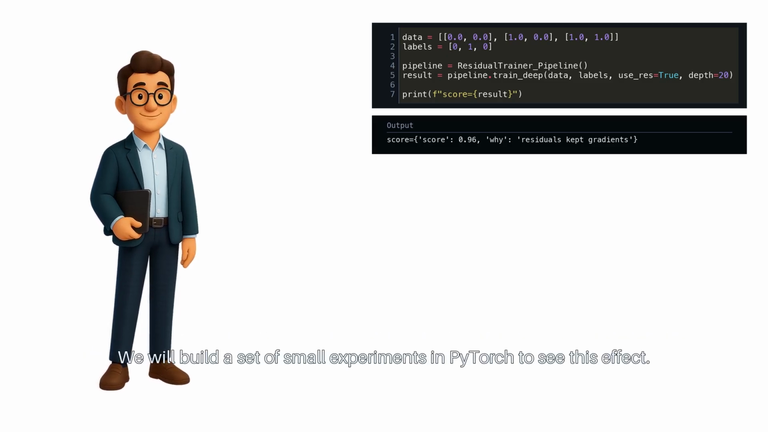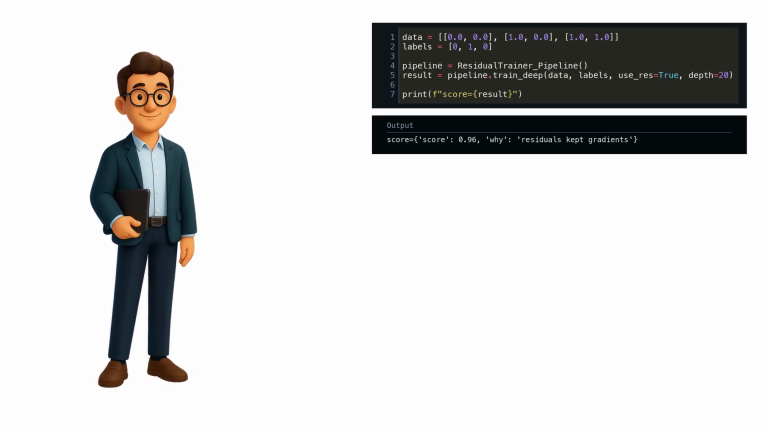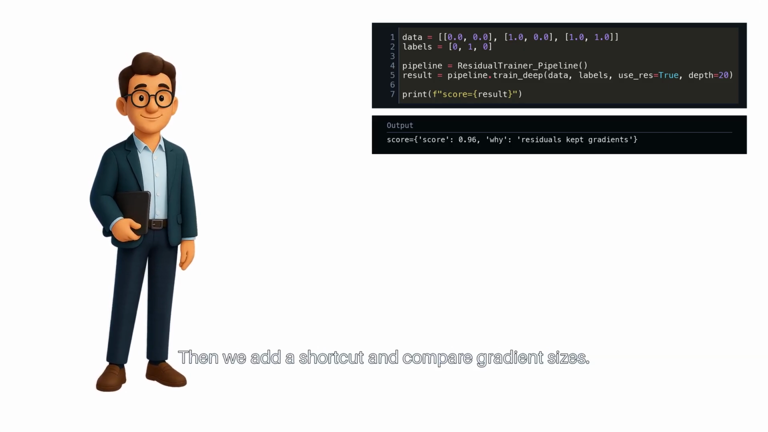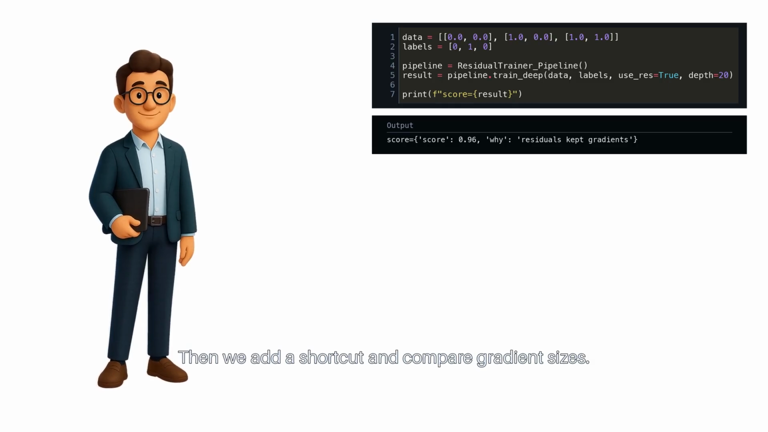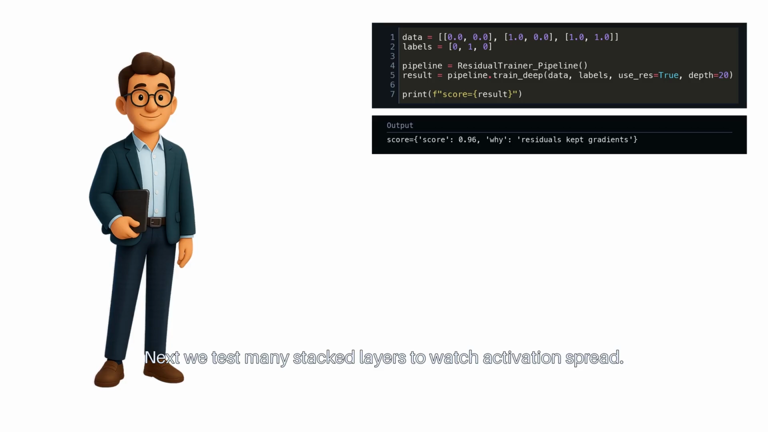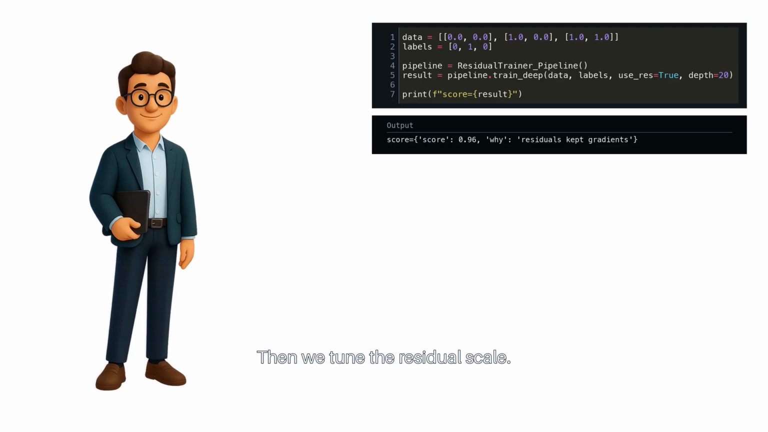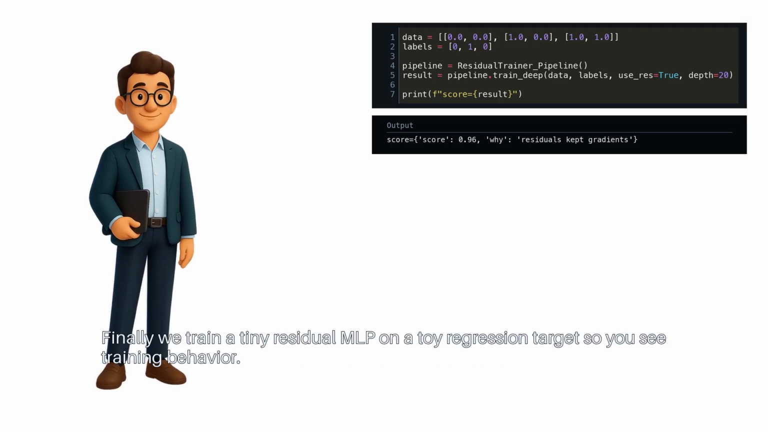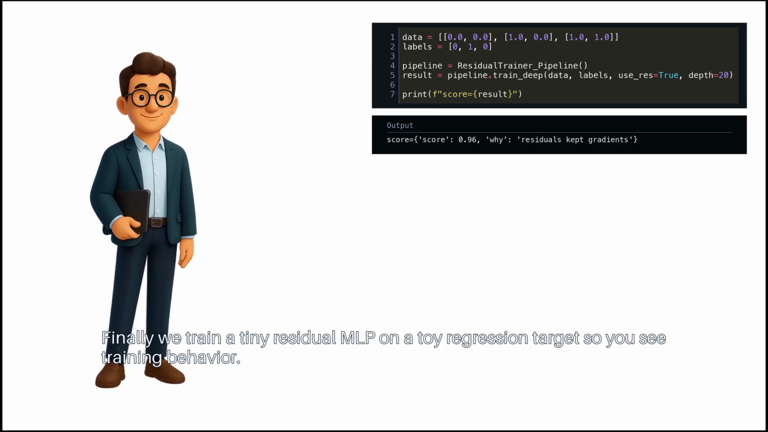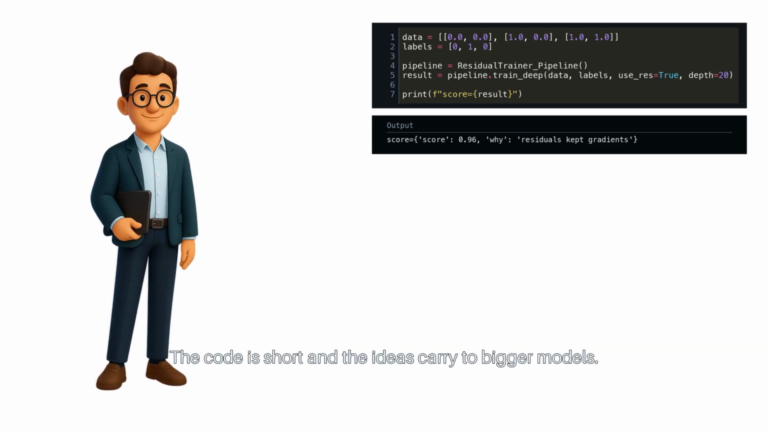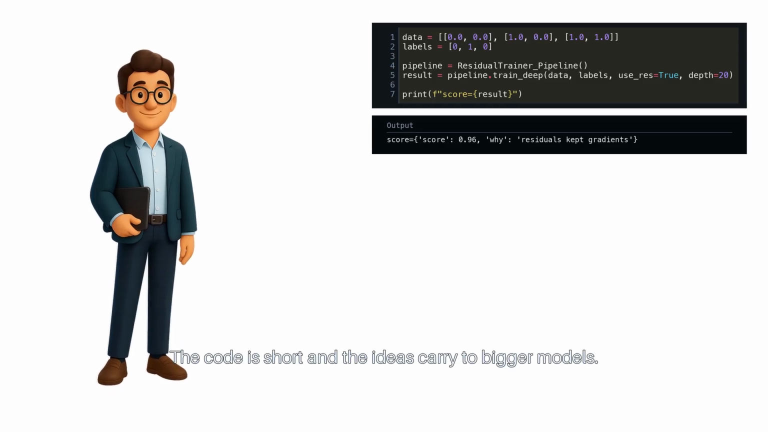We will build a set of small experiments in PyTorch to see this effect. First, we measure gradients in a plain stack. Then we add a shortcut and compare gradient sizes. Next, we test many stacked layers to watch activation spread. Then we tune the residual scale. Finally, we train a tiny residual MLP on a toy regression target so you see training behavior. The code is short, and the ideas carry to bigger models.